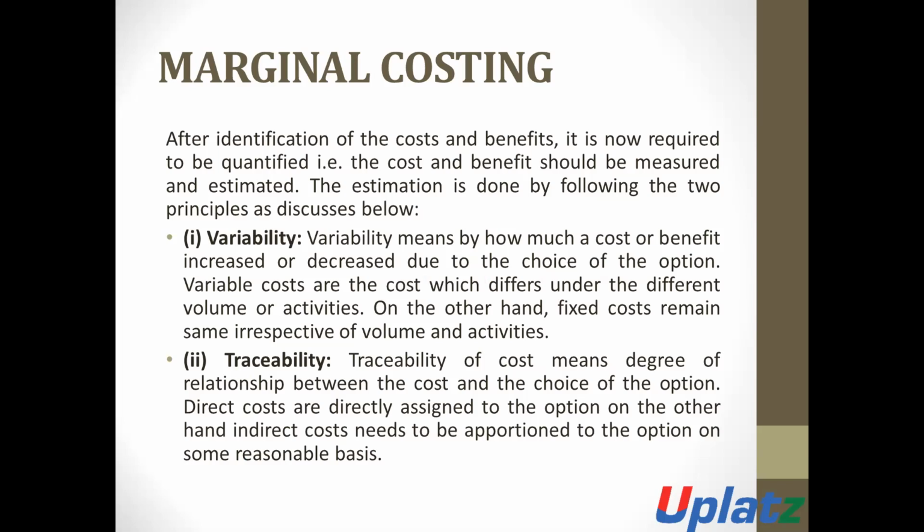The estimation is to be done by two principles. There are two principles which are used for the estimation of cost or benefits. Number one is variability. Number two is traceability. Variability and traceability are the two principles for estimating the benefit and the cost.